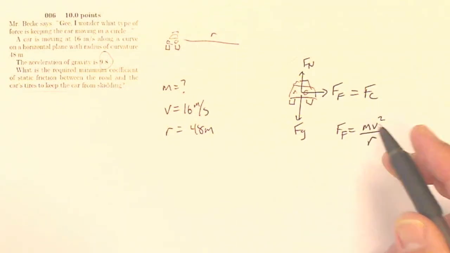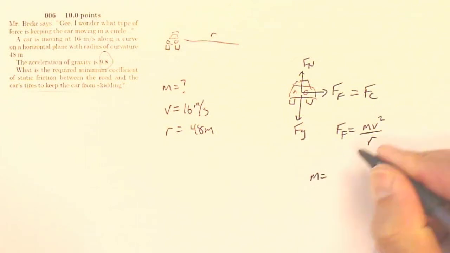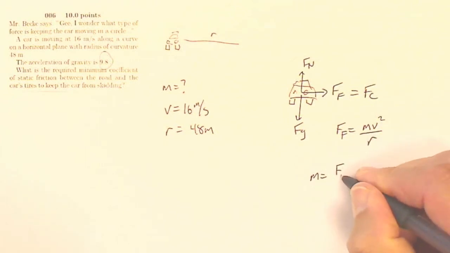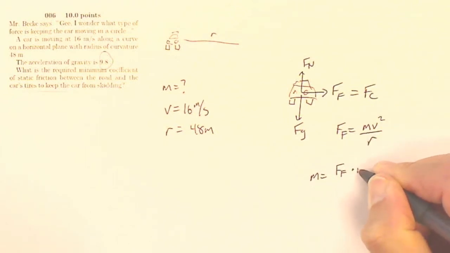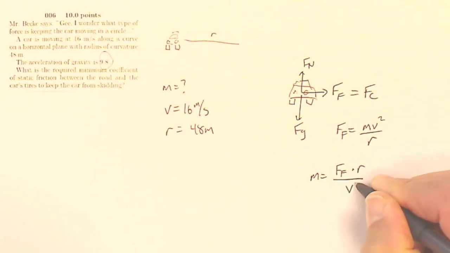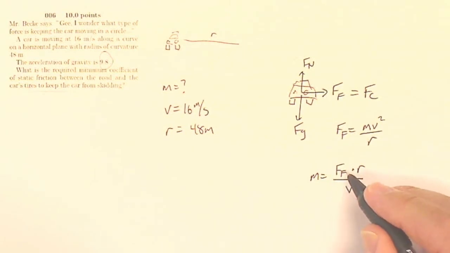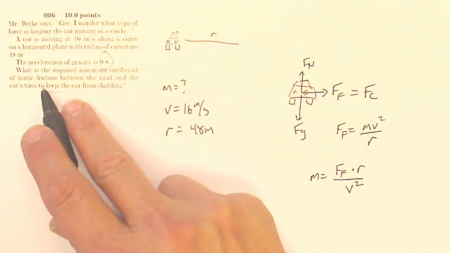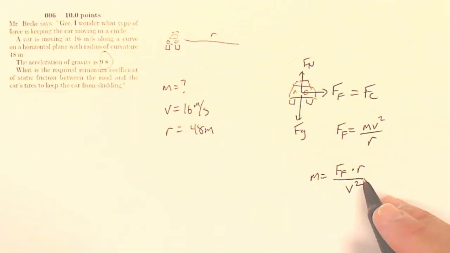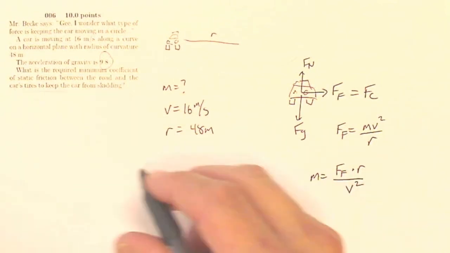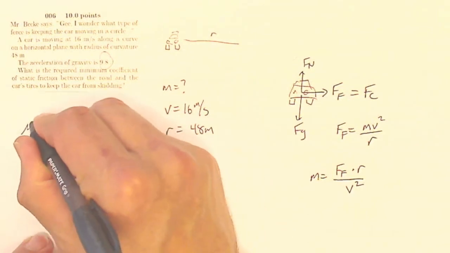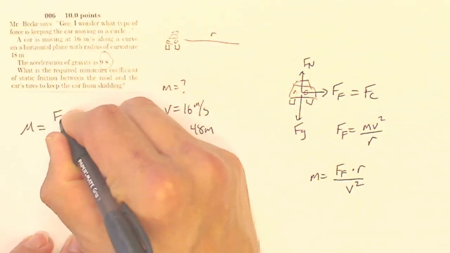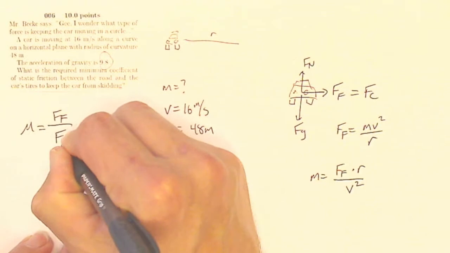Well, I'm looking for m, so m is going to be my force of friction times the radius divided by velocity squared. But what's the force of friction? And I don't know my mass here. I'm looking for the minimum coefficient of static friction. So that's the mass that I don't know. Now I know that my coefficient of static friction is going to be my force of friction divided by my normal force, right?